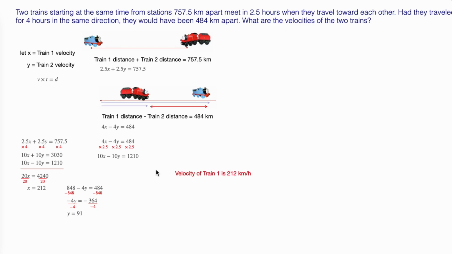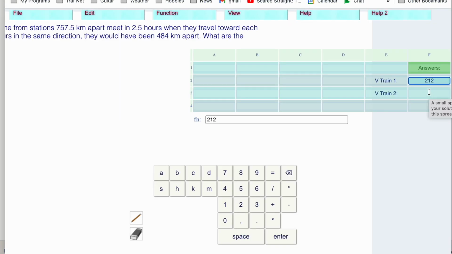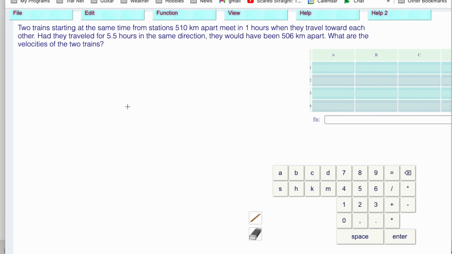We know the velocity of train 1 is 212 kilometers per hour, and the velocity of train 2 is 91 kilometers per hour. Type 212 kilometers per hour, 91 kilometers per hour, and then press enter to see if you're right. Yay. That is it for level 14.